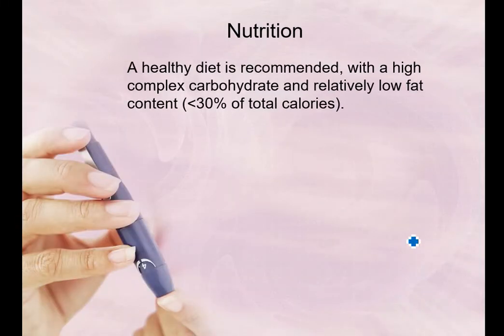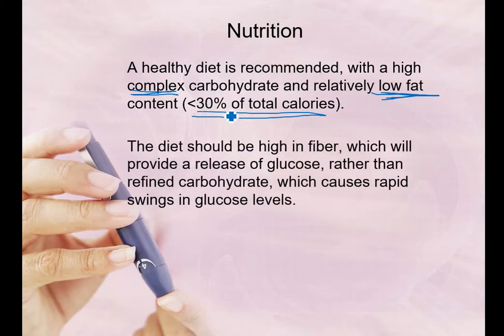Nutrition. A healthy diet is recommended with high complex carbohydrate and a relatively low fat content, less than 30% of the total calories. The high complex carbohydrate will slowly release glucose, not suddenly raise the blood glucose level. The diet should be high in fiber, which will provide a slow release of glucose, rather than the refined carbohydrate, which causes rapid swings in the glucose level.